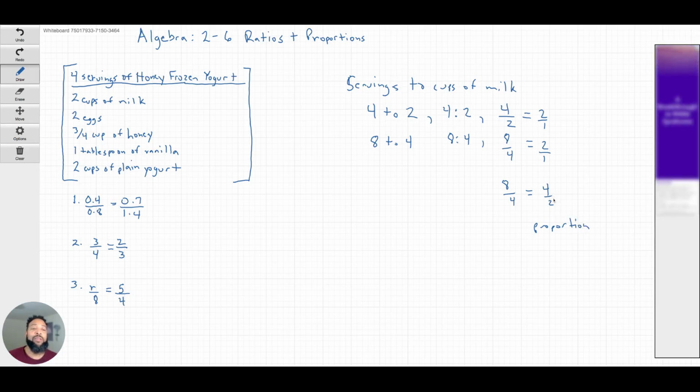A proportion is where you have 2 sets of numbers that are equal to each other in proportion to each other. So hopefully that makes sense. So now we'll do some examples.